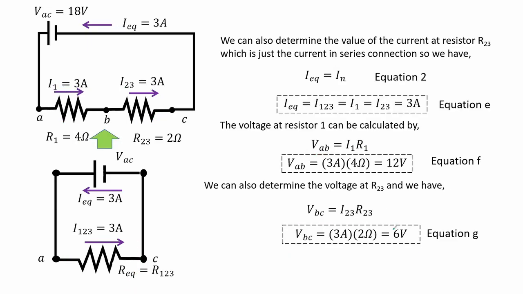We can also determine the value of the current at the combined resistor 2 and 3, which is just the current in series connection, so we use equation 2. And it is about 3 amperes as shown in equation E. The voltage at resistor 1 is done by using Ohm's law and it is 12 volts as shown in equation F. We can also determine the voltage at the combined resistor 2 and 3 by using Ohm's law. We see that it is 6 volts as shown in equation G.